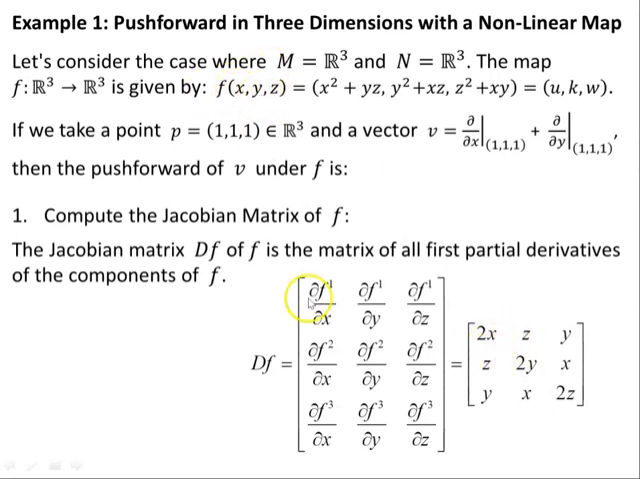If you take the derivative partial F1 with respect to x, you're going to have 2x, so that goes there. Partial F1 with respect to y will give you z, and the partial of F1 with respect to z will just give you y. And then similarly for the second component function and the third component function. So that's what we get. So that first step is to compute the Jacobian of F. Next step.